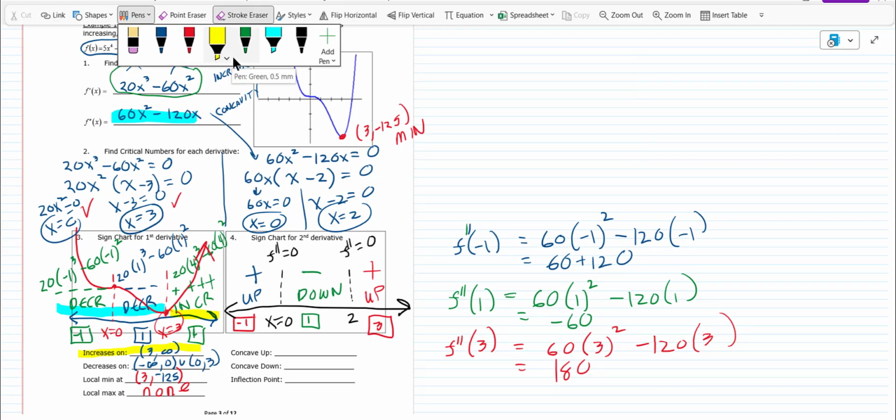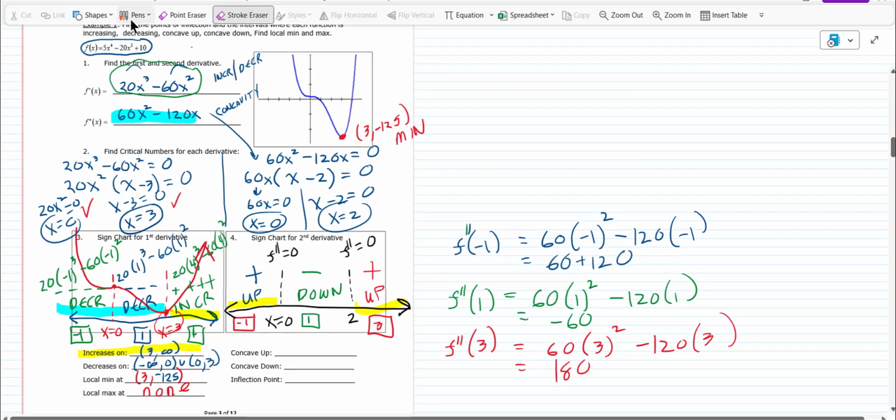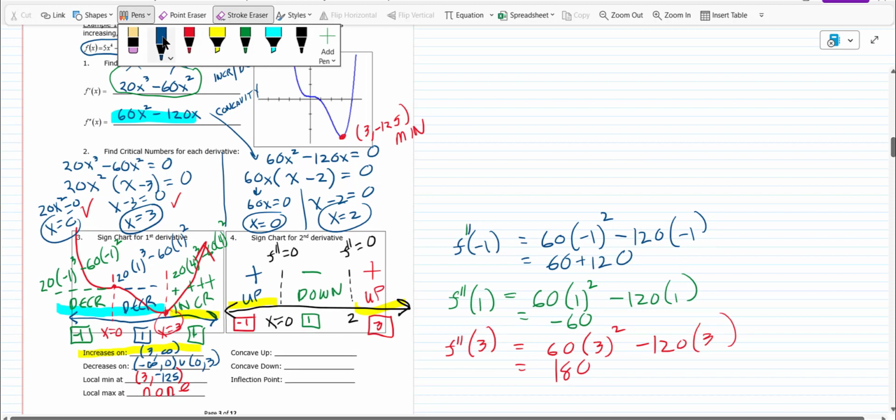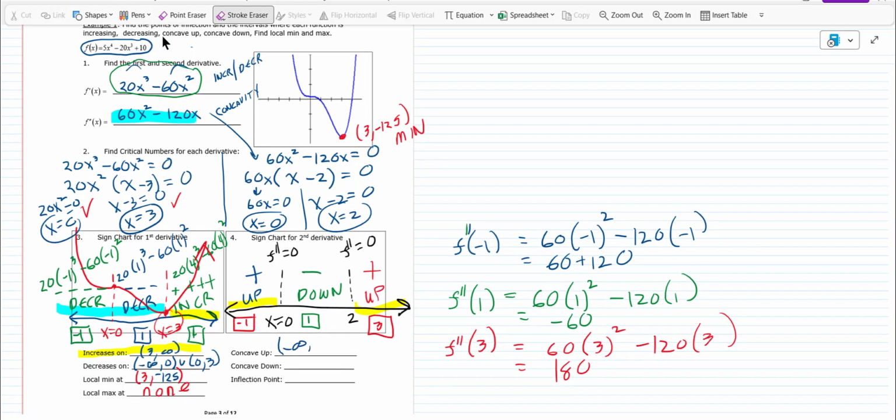So where am I concave up? What is the interval? Negative infinity to 0. What else? 2 to infinity. There you go. Concave down, where is that? 0 to 2. Do you have inflection points? Did the concavity change? It changed 2 times, didn't it? So you have 2 different inflection points. You have (0, something), and you have (2, something).